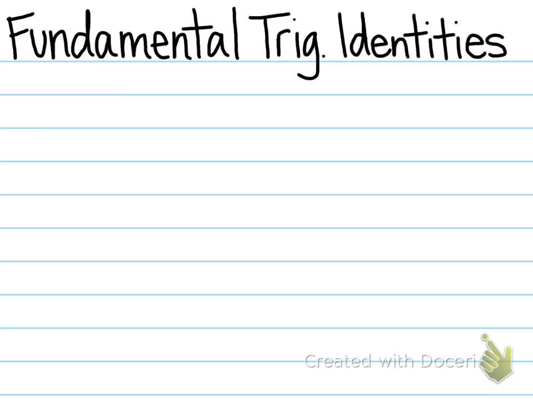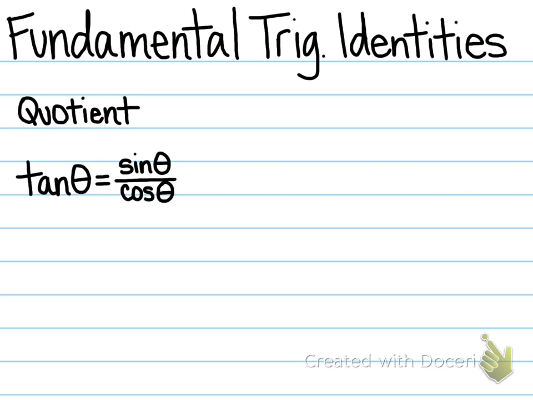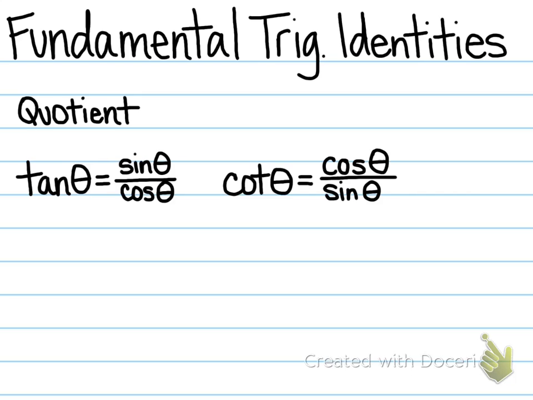The next set of identities are called the quotient identities. Quotient means to divide. We talked about one of these in section 2, that tangent is equal to the sine divided by the cosine. So then it's also true that its reciprocal, cotangent, I can flip this over. Cotangent is going to equal the cosine divided by the sine.